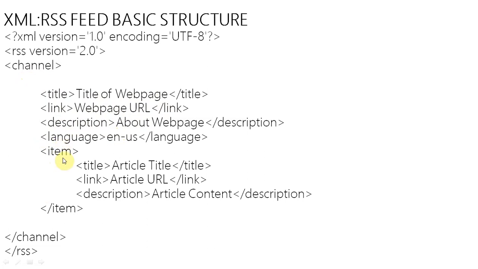Then we'll write the item element, and inside the item element we will display all the news articles. In one web page we have many news articles, so we will write many pairs of these item tags. Inside these we have many titles, many links and many descriptions. So one by one we can display them.